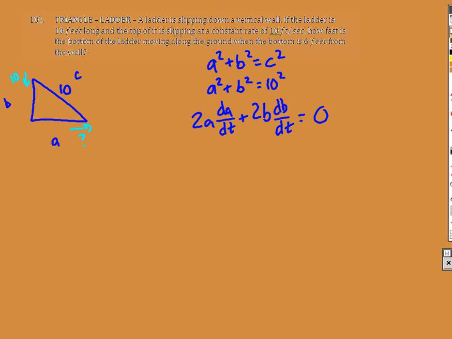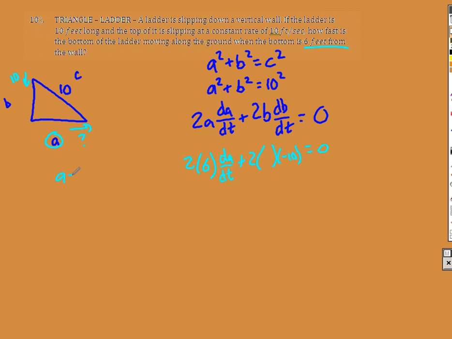Now, what do I know for sure? Well, the change in b is 10, but it's going down, so this should be negative 10. We know that for sure. We don't know dA dt. That's what we're trying to solve for. What else do we know? Well, they want to know when the bottom is 6 feet away from the wall. So when A equals 6. So I'm going to have 2 times 6 there. I'm going to have 2 times something here, but what? I can figure it out now, though.